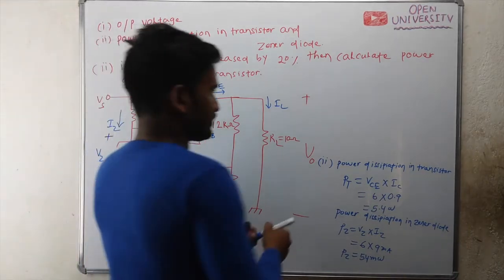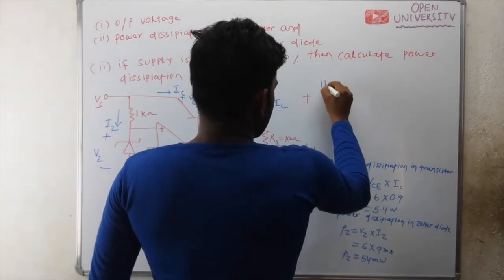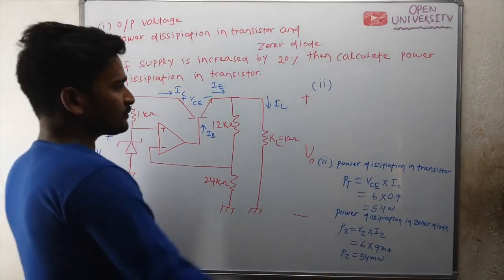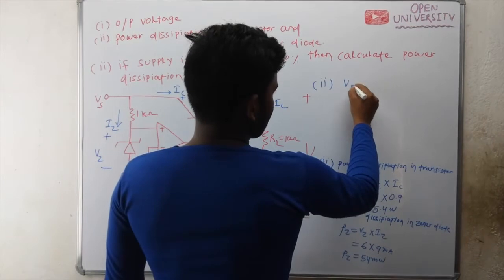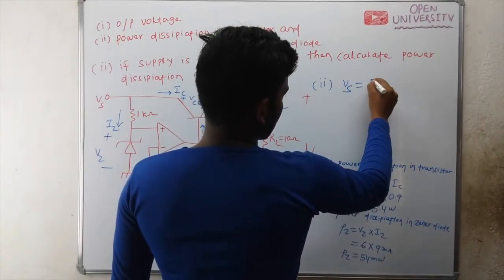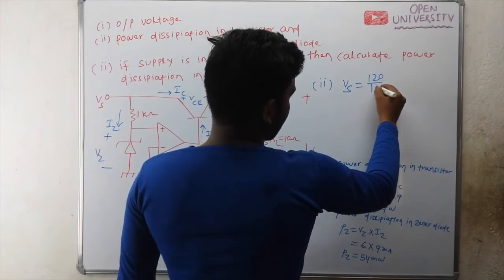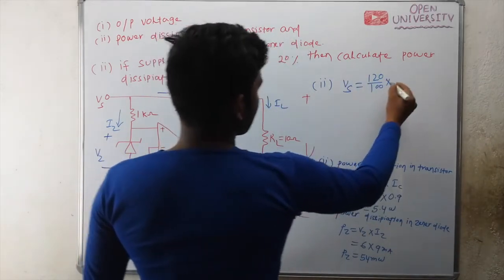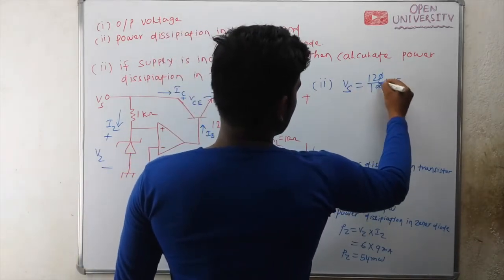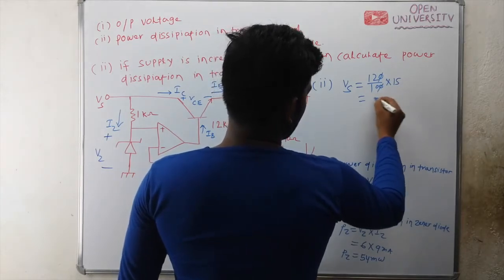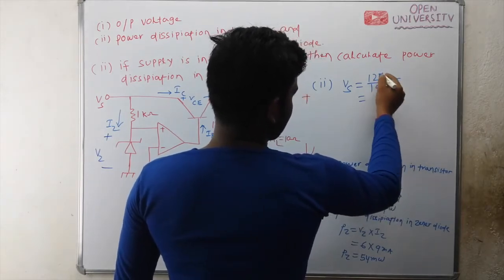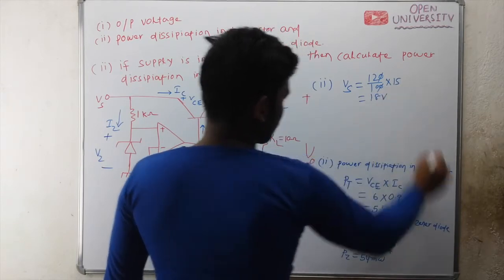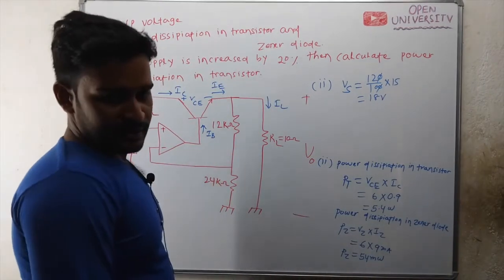Third question is about if supply voltage is increased by 20%. New Vs becomes 120 by 100 into earlier Vs value, which was 15. The zeros cancel, so it will be 15 into 12, that is 180 by 10, which is 18 volt. So new Vs is 18 volt.